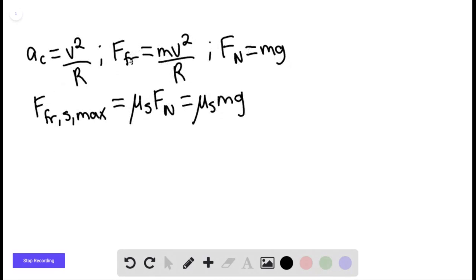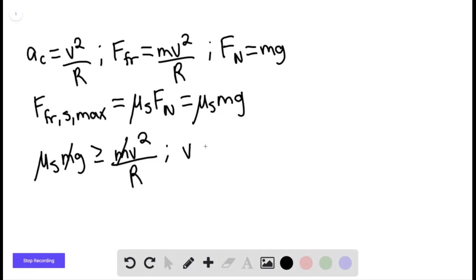We can plug this into this equation and say that mu sub s mg should be greater than or equal to mv squared over r. Let's cancel out the masses, and we see that v has to be less than or equal to the square root of the coefficient of static friction times the radius of curvature times the acceleration due to gravity.